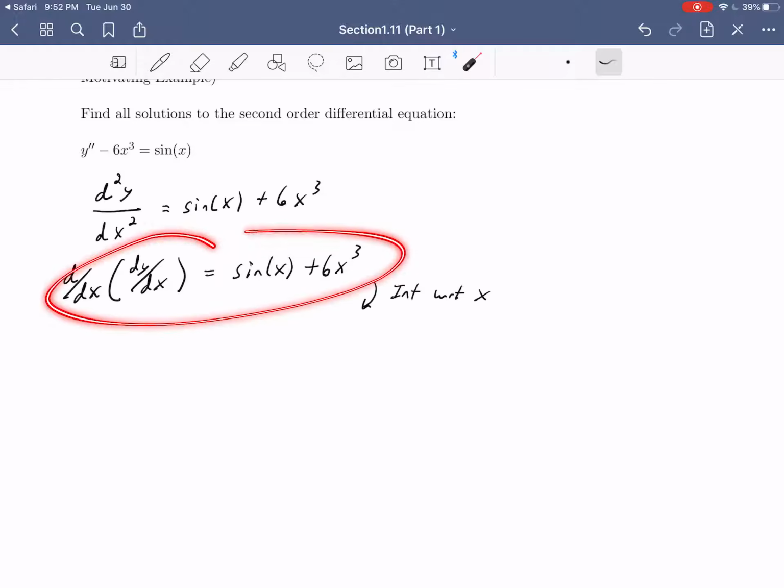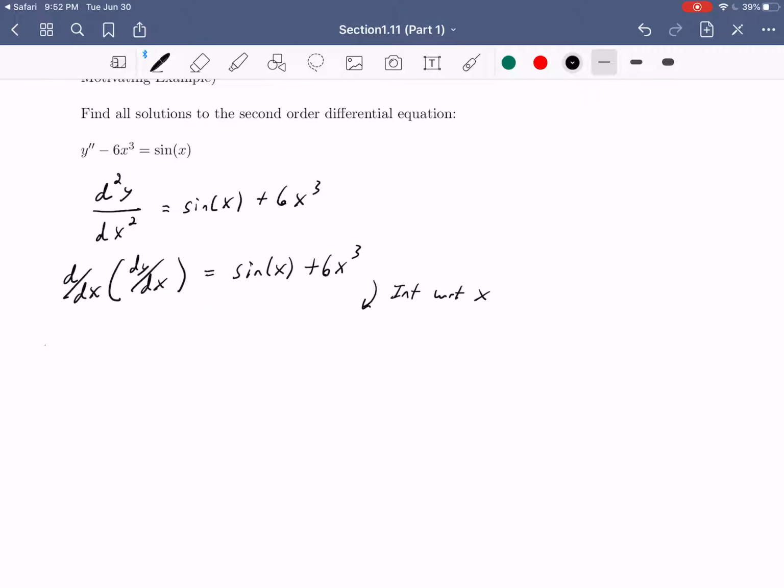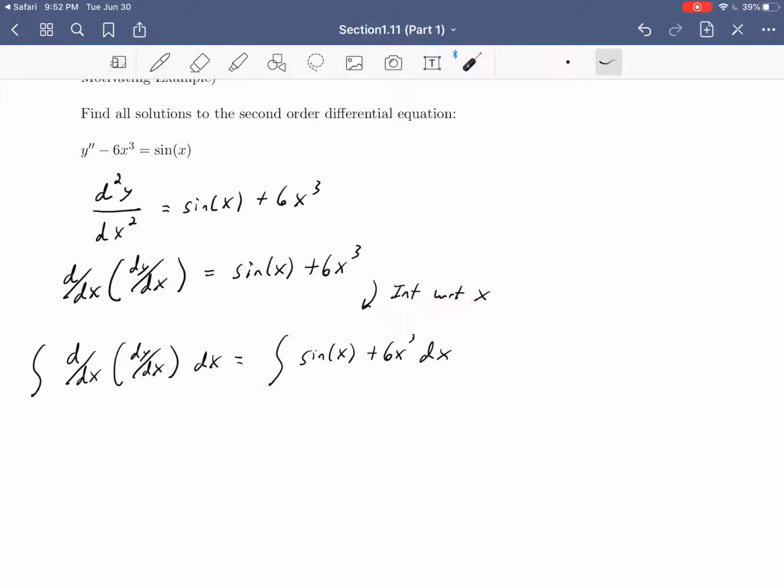So we're going to integrate with respect to x on both sides. We're going to get the integral of the derivative with respect to x of the derivative of y with respect to x, dx, is going to be the integral of sine x plus 6x cubed dx.